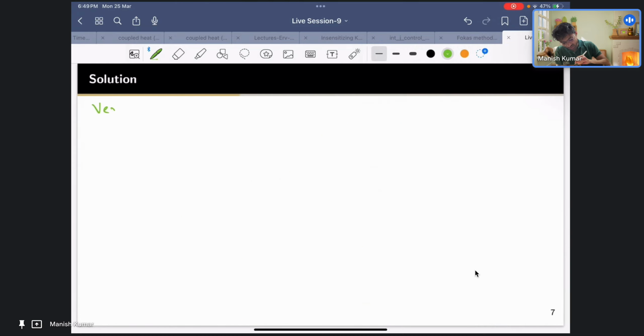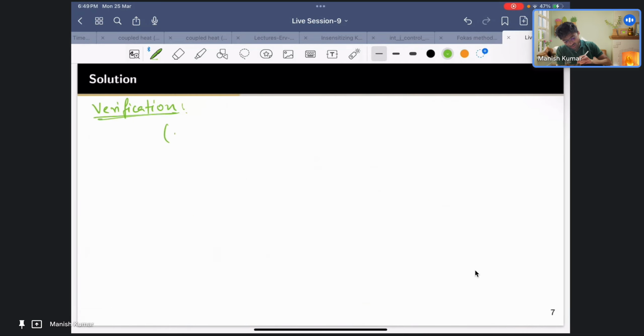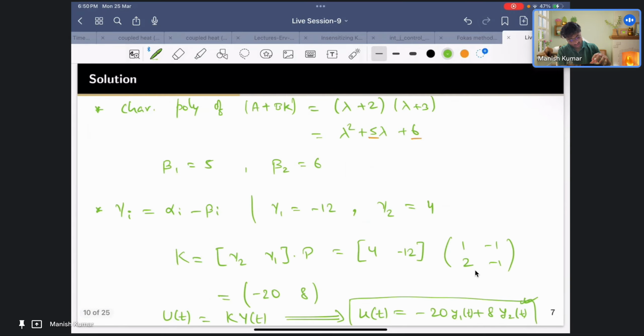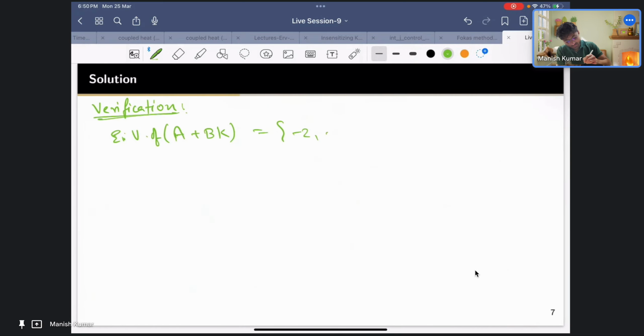Okay, so for verification, what we want to see is that our conclusion is that this feedback control will give me the desired eigenvalues. That means the eigenvalues of this A plus BK matrix should be equal to minus 2 and minus 3. So this is what we want to verify.